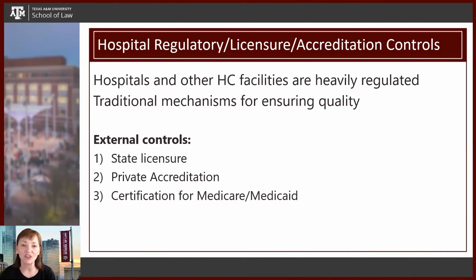So for the first thing, let's look at hospitals and other healthcare facilities. They're very heavily regulated, and there are some traditional mechanisms for ensuring quality. Why do we need to do that? When you and I need to go into a hospital, do we pick hospital A or hospital B? How do we know that this is a good place to go for our healthcare or for our family's healthcare? How do we know when we're referring somebody to a physician, is this a good physician? How do we make sure that we know those types of things?